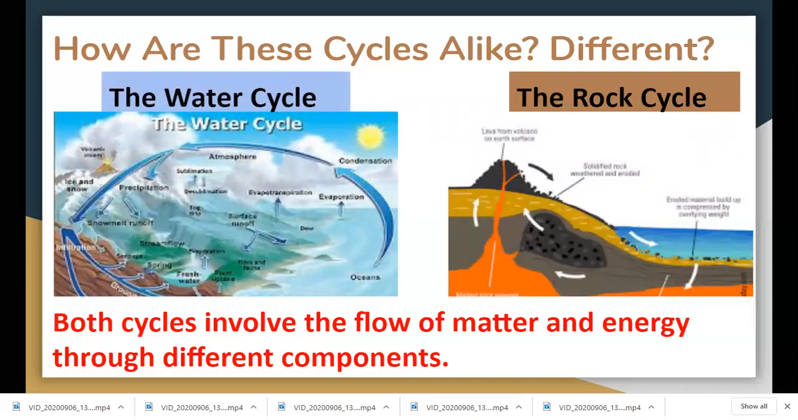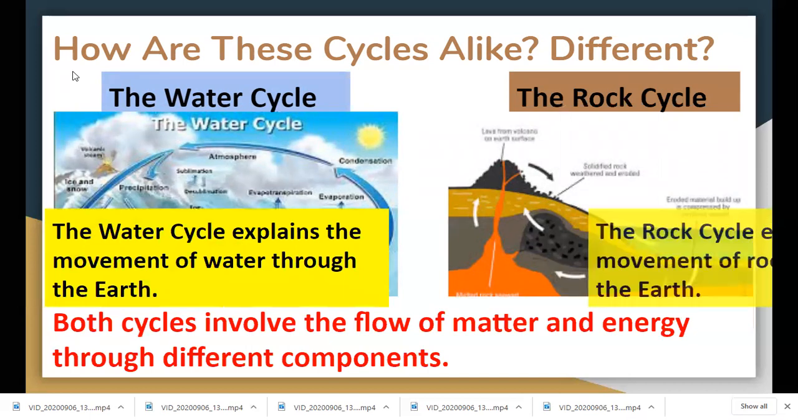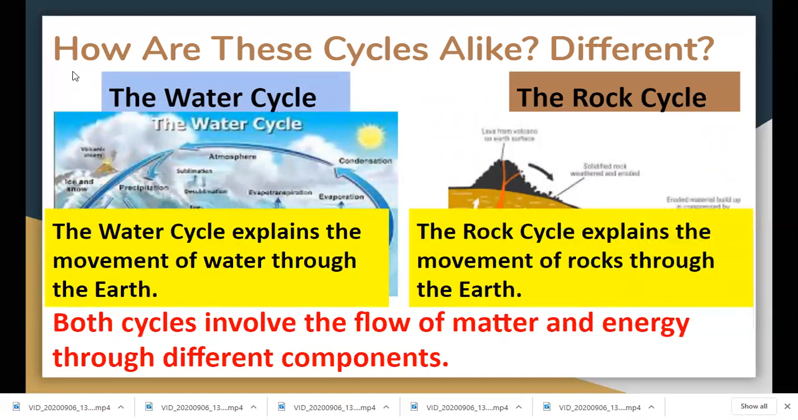So both cycles are going to involve the flow of matter and energy through different components. And the water cycle is going to explain the movement of water through the earth, whereas the rock cycle is going to explain the movement of rocks through the earth. So that's how they are different, but they are both cycles with the flow of matter and energy.